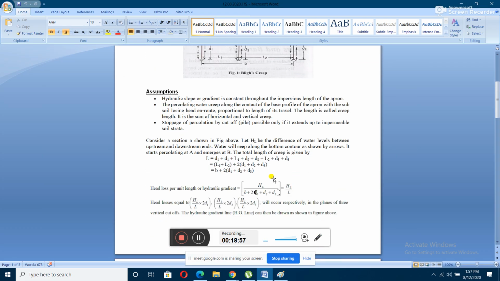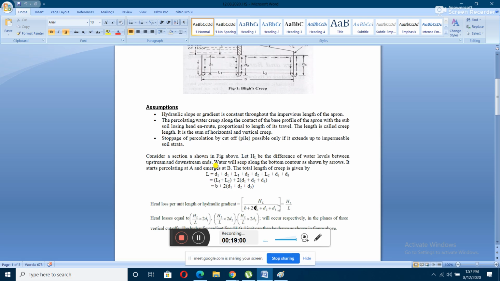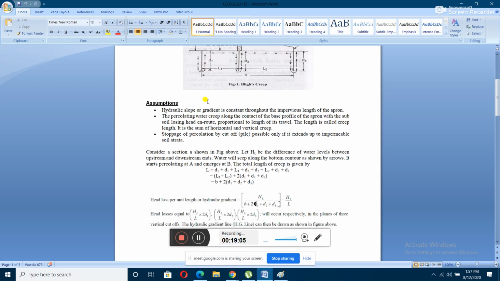Look, the total creep length, that is denoted by L, is equal to D1 plus D1, another D1, right? D1 plus D1 plus this length L1, plus D2 and another D2, then following this line, that is L2, then again D3 and another D3. So this is the total creep length. Have everybody understood this part?